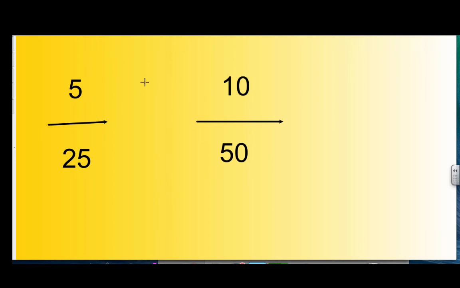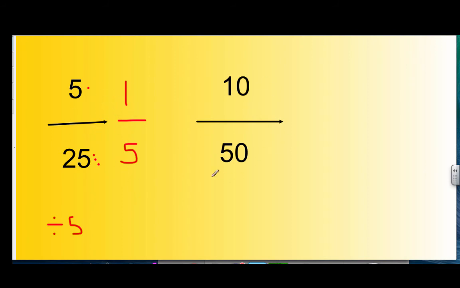Okay, I hope that you paused me. Let's have a look at this. What's the highest number you can think of that goes into 5 and 25? Probably 5, right? So let's divide them both by 5. 5 divided by 5 is 1, isn't it? 25 divided by 5 is 5, isn't it? Okay, so that really equals 1/5 over here. That's your simplest form, 1/5.